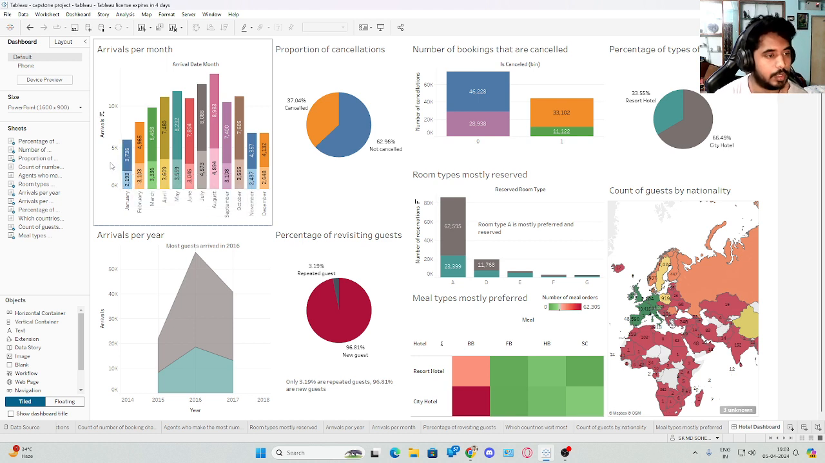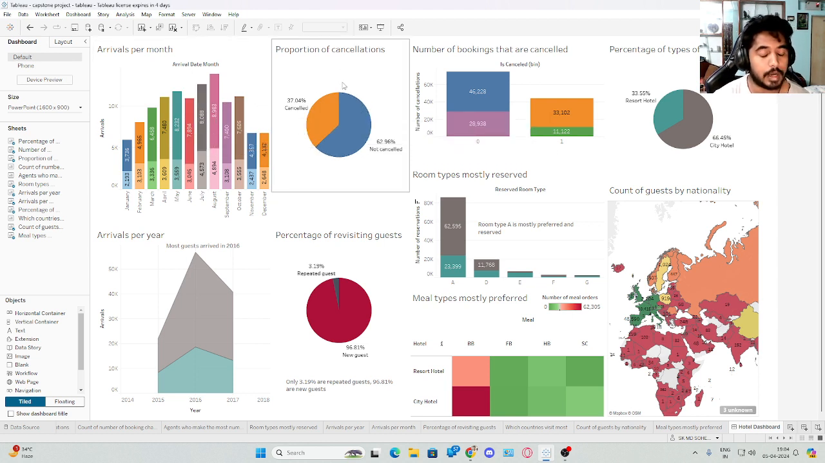So we can see that most of the arrivals occur in the season of May, June, July, August, September, October, and fewer arrivals occur in January, February, March and December. So this half of the year is the good season for the hotel business. So from this chart we can understand the seasonal trends of the arrivals in the hotel business.